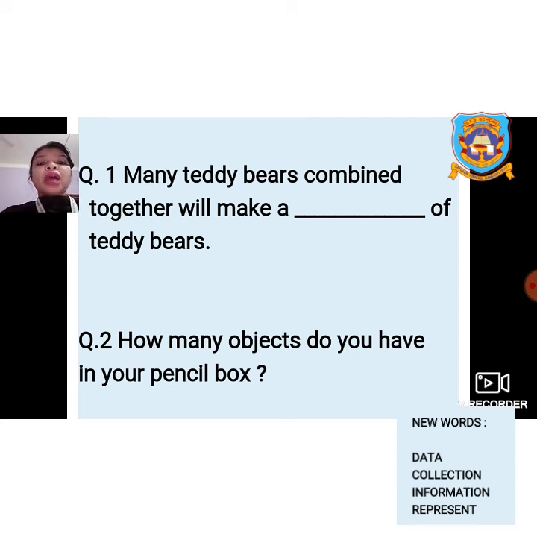Question number 2, how many objects do you have in your pencil box? So right now, if you're watching the video, look at the pencil box and find out how many objects you have. Okay, so you may have scale, eraser, sharpener, pencil. Pencil may be 2, 3, eraser may be 1, you may have more than one sharpener. Okay, so count how many objects you have in your pencil box.